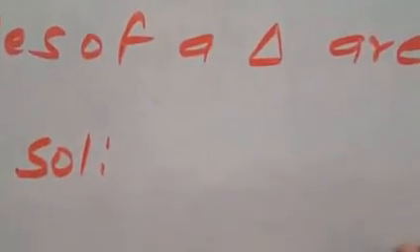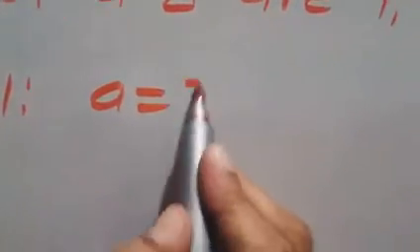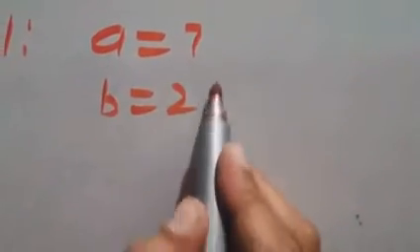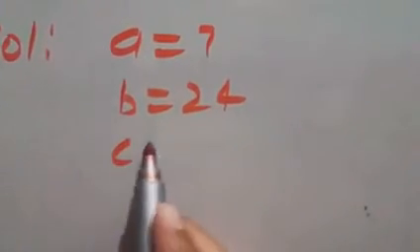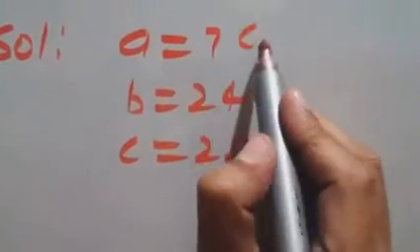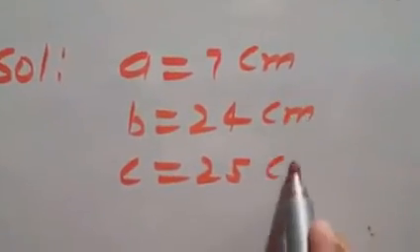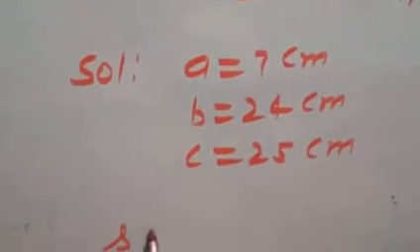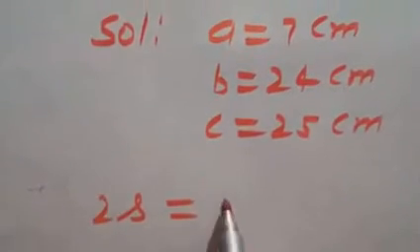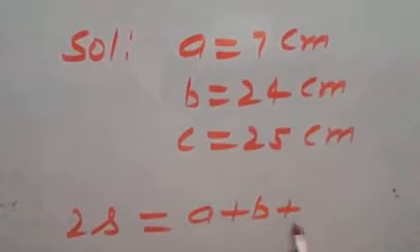Now exercise 17.1, and this is the first term. The sides of a triangle are 7, 24, 25 centimeter. Find the area in centimeter square. Now as we know, the sides are 7 centimeter, 24 centimeter and 25 centimeter. So you can say this is a scalene triangle. So we can find 2s, that is A plus B plus C.